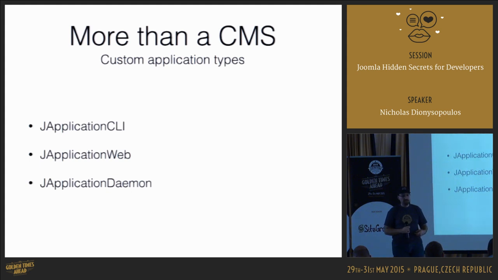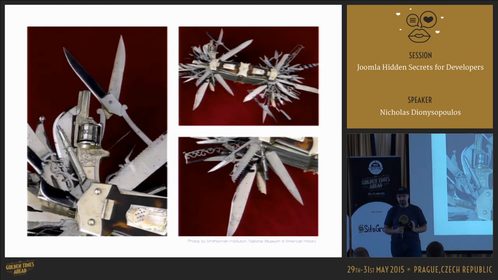I have not used JApplicationDaemon, so I cannot tell you what the use cases are, but I can think of a lot of automation cases, like continuously polling a service and updating something on your site. That would make sense. So basically, when I said that Joomla is like a Swiss Army knife, I had something like that in mind. There are a hell of a lot of things. It can get really complicated at times, but do not approach it with fear, approach it with curiosity.